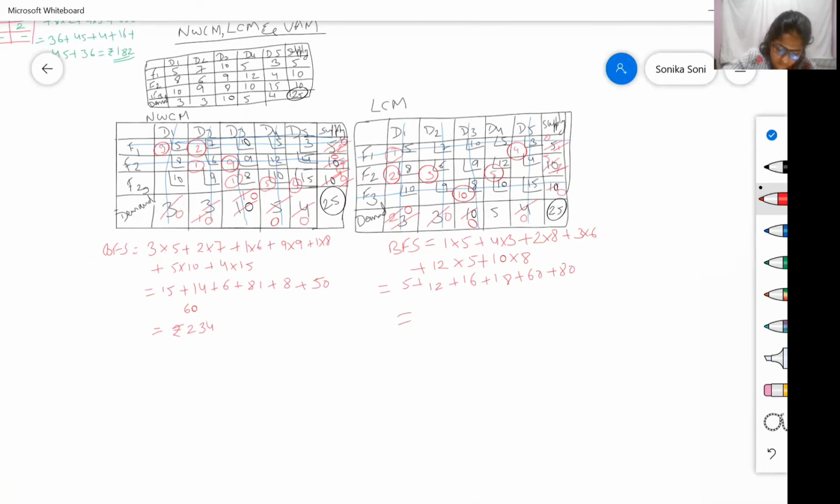We have total transportation cost as 191 rupees, which means, as I said, the northwest corner method gives the highest transportation cost. Then comes the least cost method, which gives a transportation cost lesser than the NWCM method, but it is more than the VAM method. VAM method we will see in the next video. Thank you.